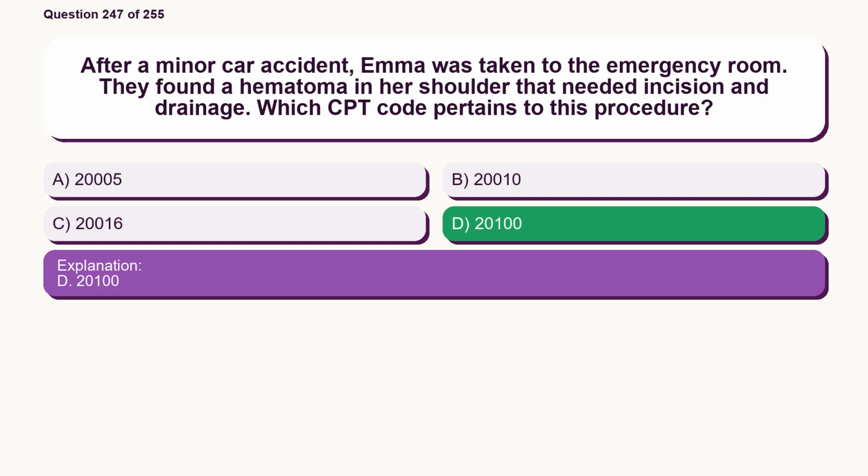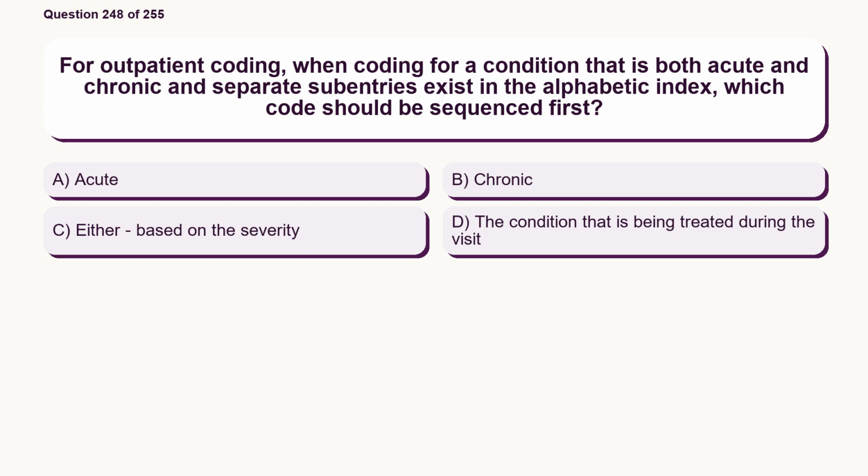Question 248. For outpatient coding, when coding for a condition that is both acute and chronic and separate subentries exist in the alphabetic index, which code should be sequenced first? Option A, acute. Option B, chronic. Option C, either, based on the severity. Option D, the condition that is being treated during the visit. The correct answer is option A, acute.